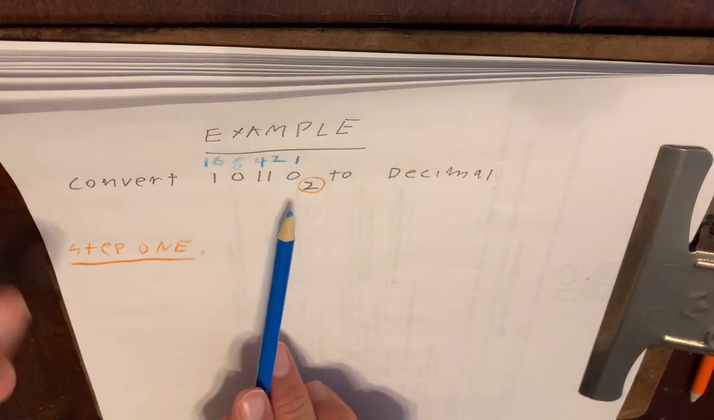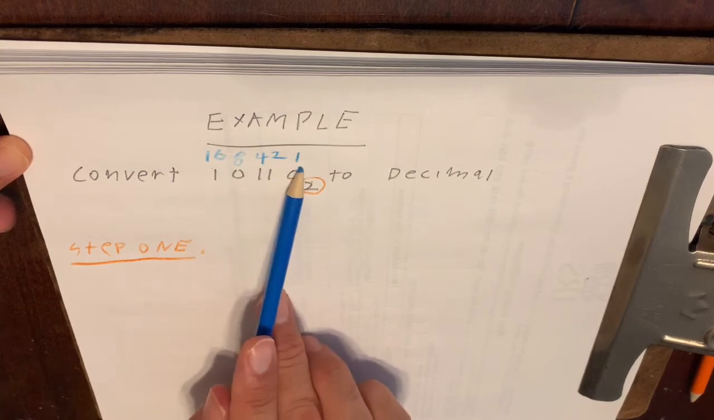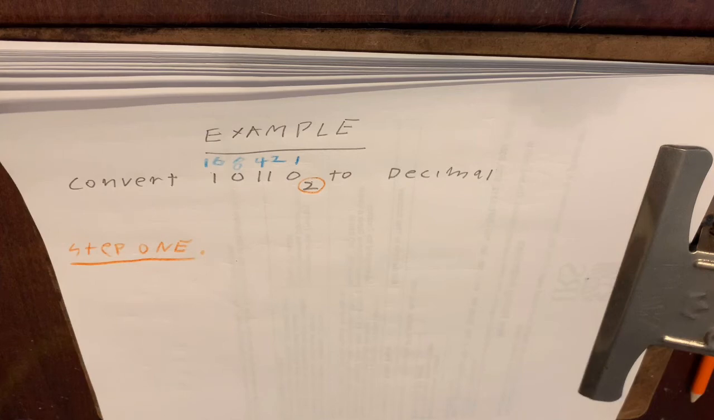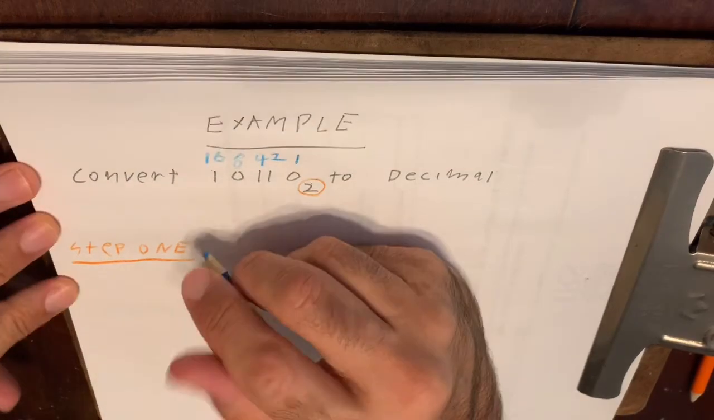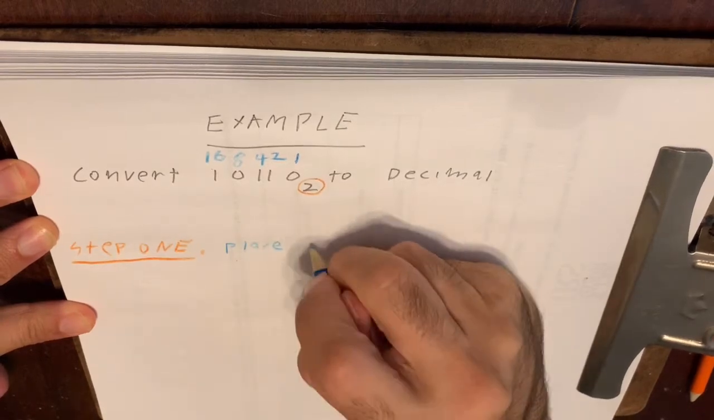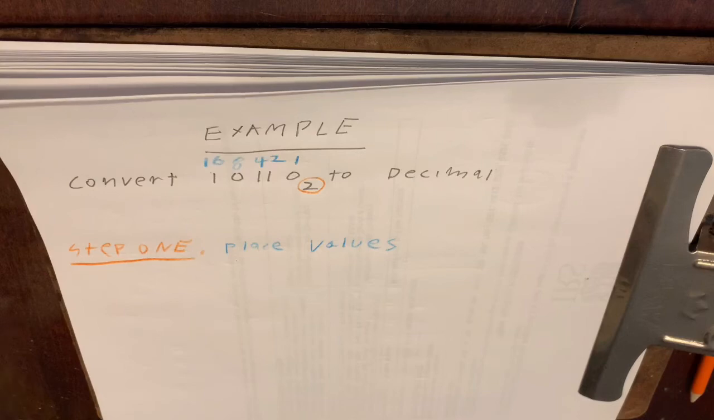So what I'm going to do is I'm going to just put those place values. Now that's what they're actually called. They're actually called place values, and that's why this thing is called the place value system. Okay, so that's your first step. So step 1 is just place values. All right, we got that.